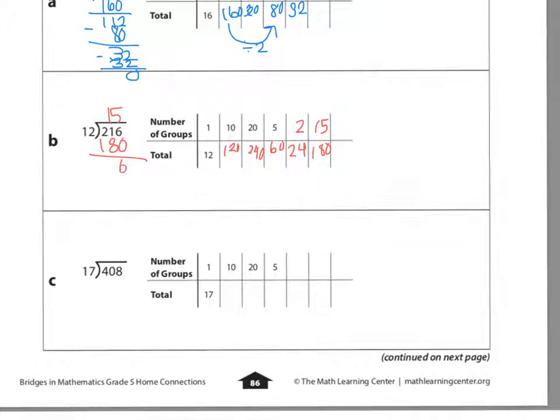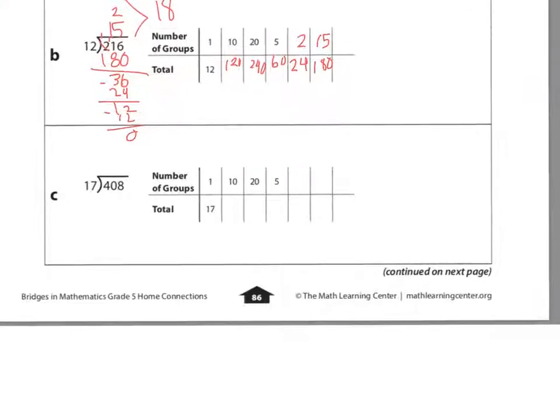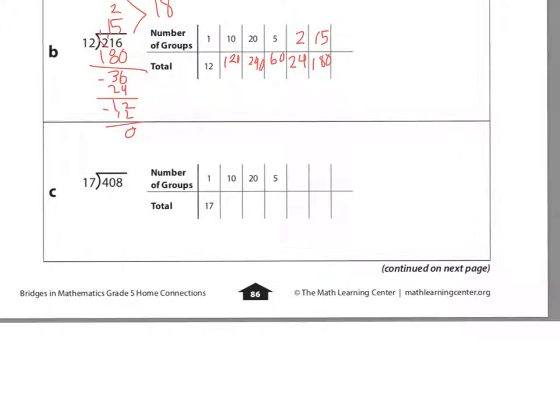6 minus 0 is 6. Need to borrow here. 36. So then I'm going to take 2 groups, which is 24, subtract, and I get 12, 1 more group. And how many total groups have I subtracted? How many total groups of 12 is in 216? And that's 18. Let's look now to C. Filling out the ratio table first.